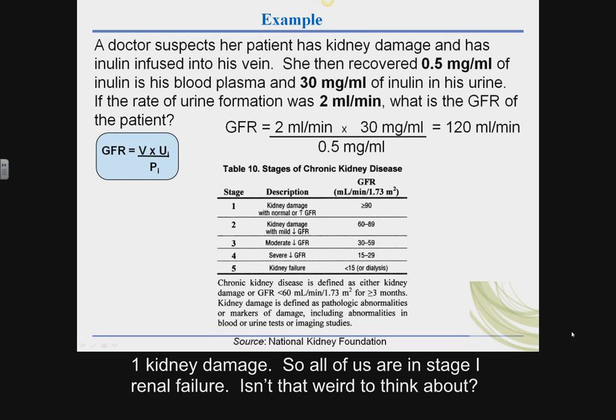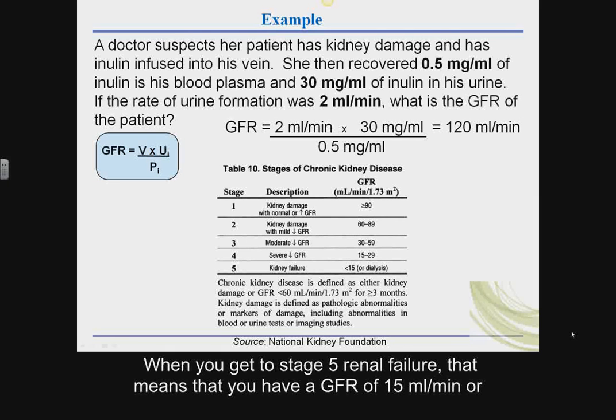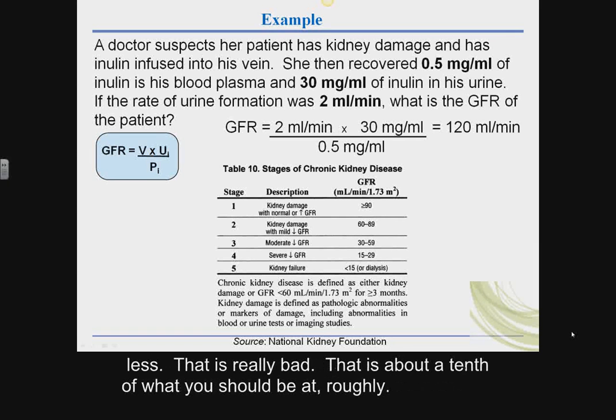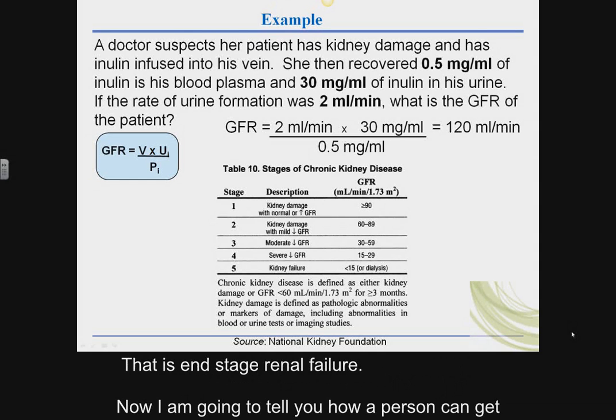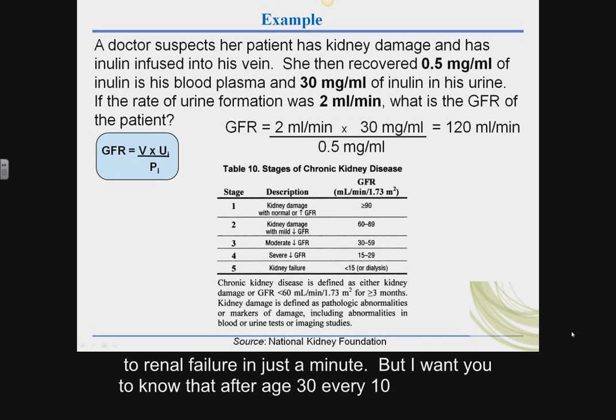When you get to stage 5 renal failure, that means that you have a GFR of 15 milliliters per minute or less. That is really bad. That is about a tenth of what you should be at, roughly. That is end-stage renal failure. Now I'm going to tell you how a person can get to renal failure in just a minute.